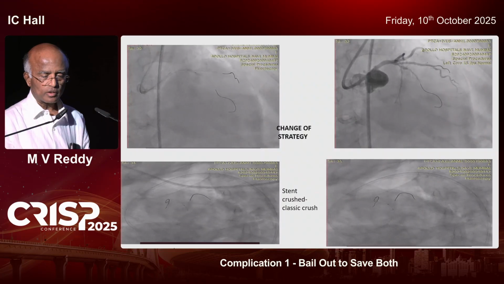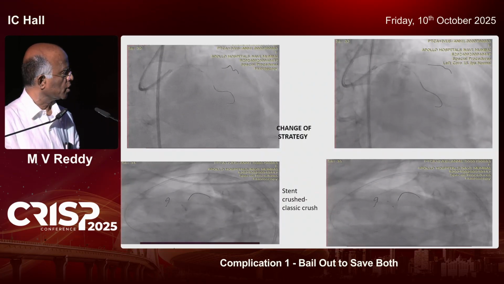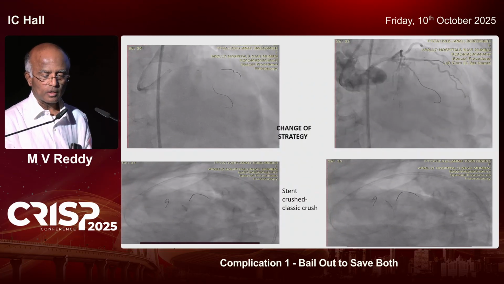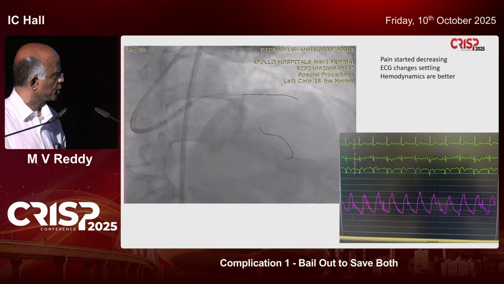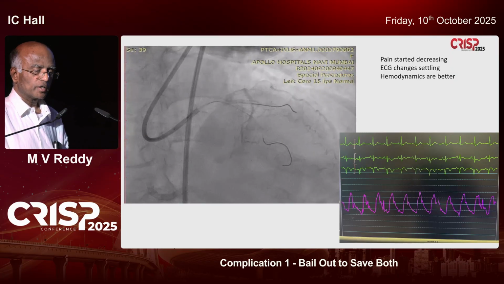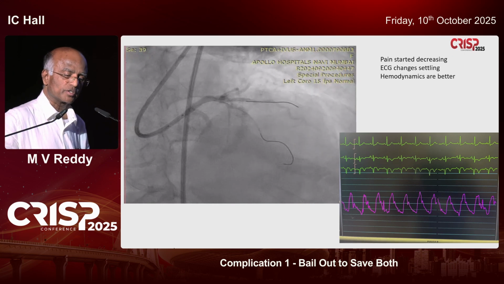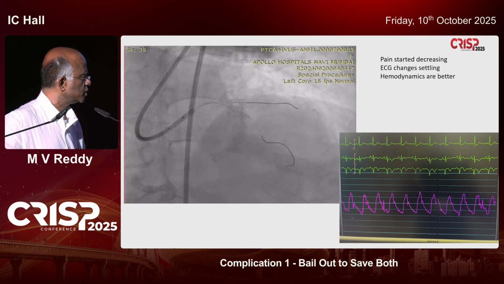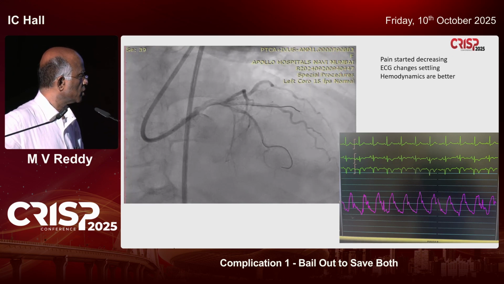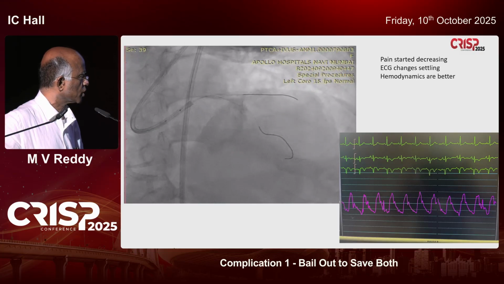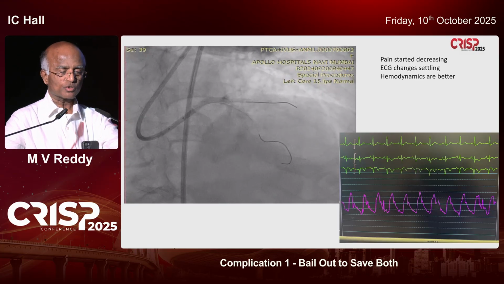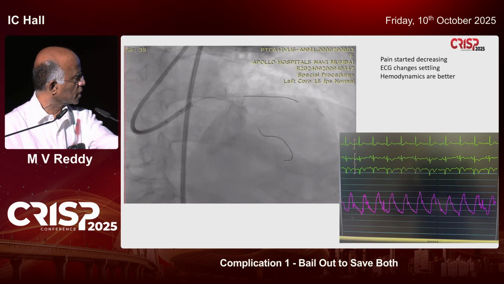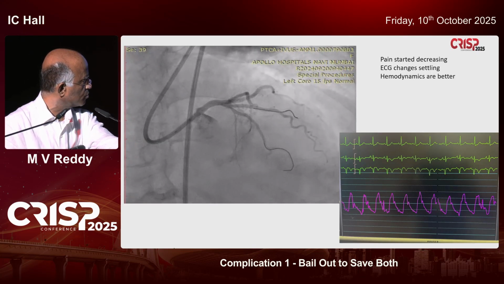Now after that, flow started trickling up in the LED. Now the flow is established, and the patient became hemodynamically stable. Since the stent was already crushed there, it became a classical crush, because quite a large part of the stent I had to crush. My plan was to convert this into a DK crush. Instead of DK culotte, it became a DK crush.